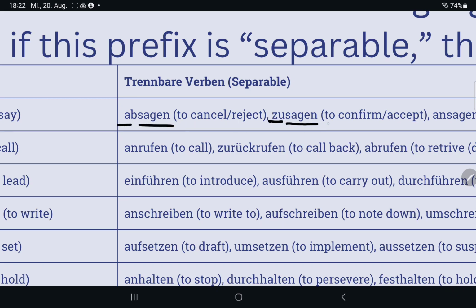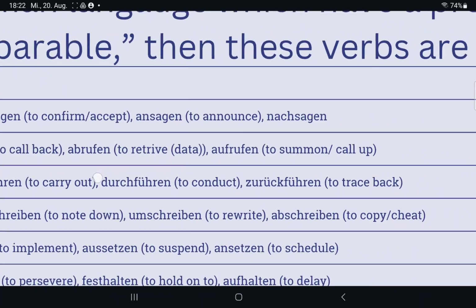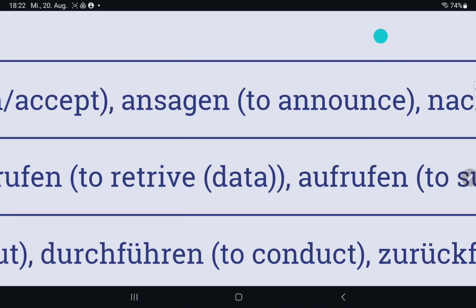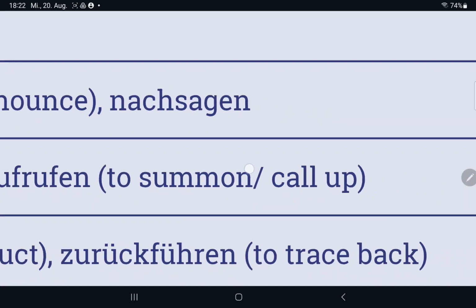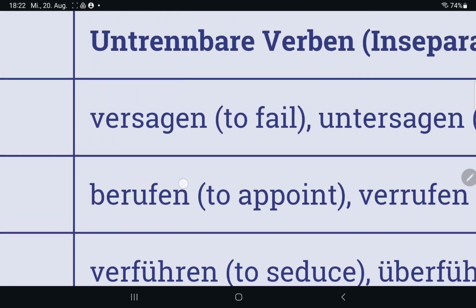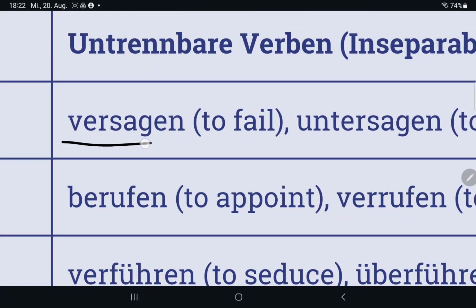Absagen, zusagen, ansagen. If you notice, I'm having a very short pause. Maybe I'm overdoing it, but you have to emphasize it. And how do you emphasize? You don't say it flatly, ansagen. No, you say ANsagen. Even if you speak fast, you have to emphasize the an part, and you do it for separable verbs. But if the prefix is not separable, then you don't emphasize it. You just say versagen, untersagen. I'm not emphasizing the prefix.